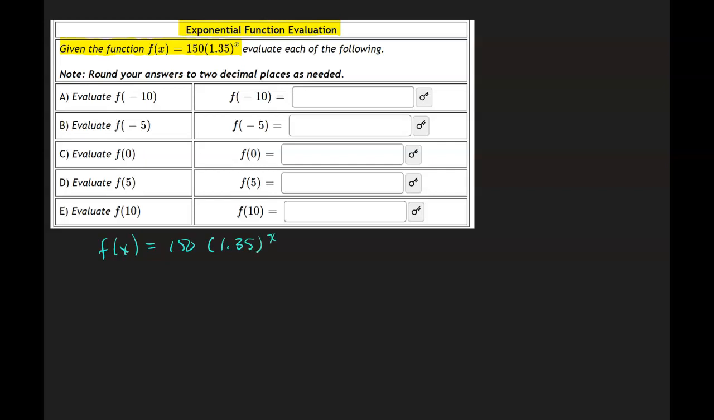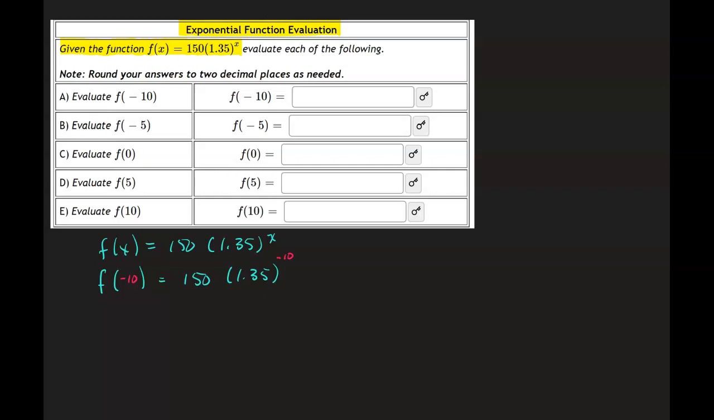You've evaluated functions before where we take the value of x and replace it with a number, say for instance, negative 10, and then calculate the result that follows. But before you've done exponential functions, you've never taken that input value and put it up in an exponent before.